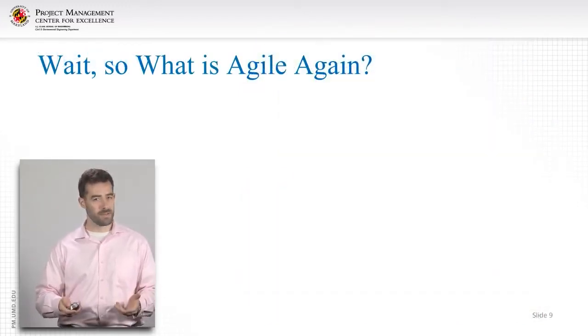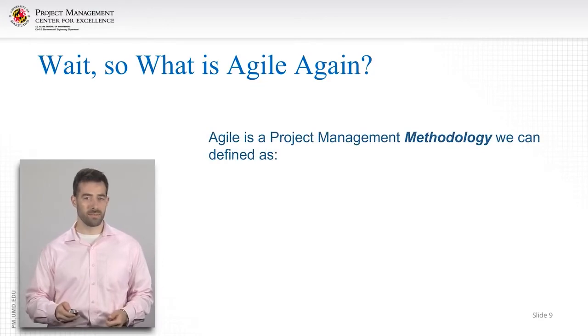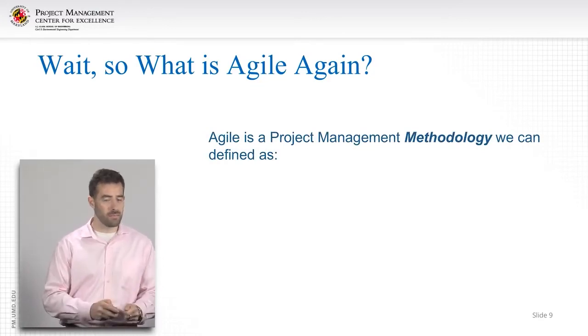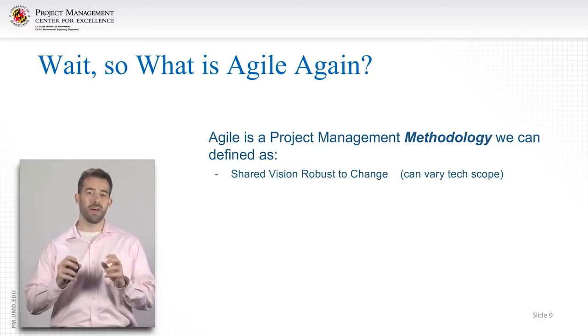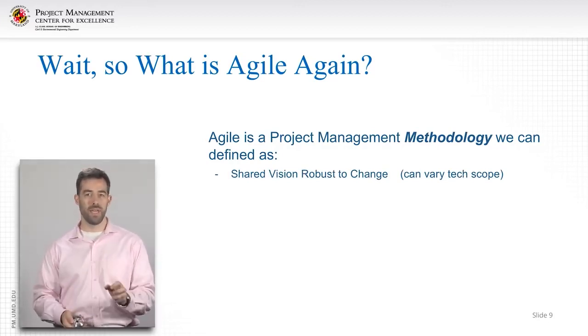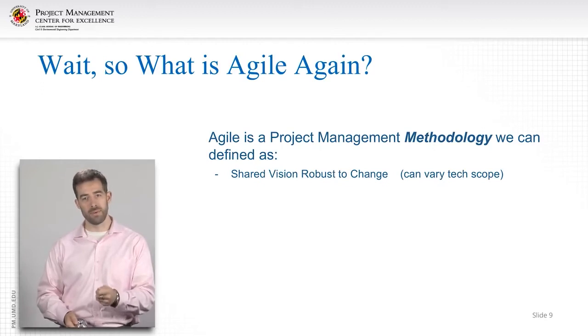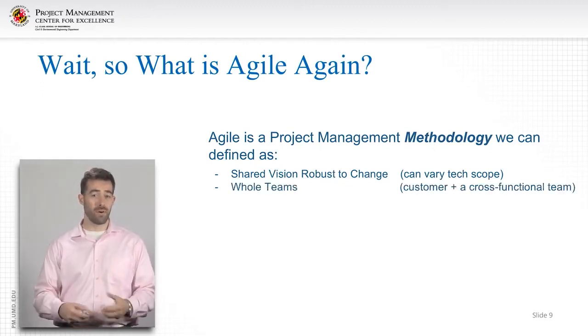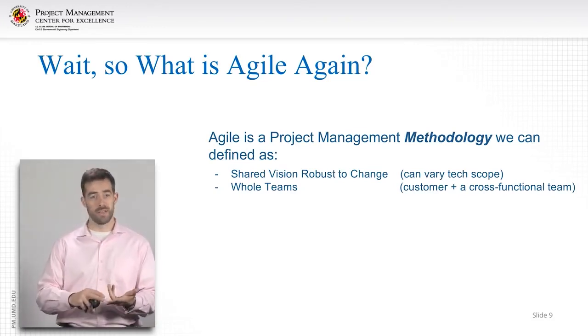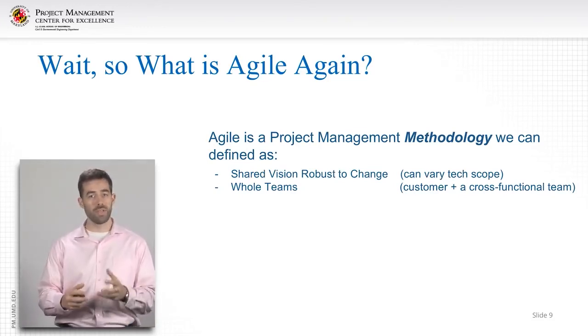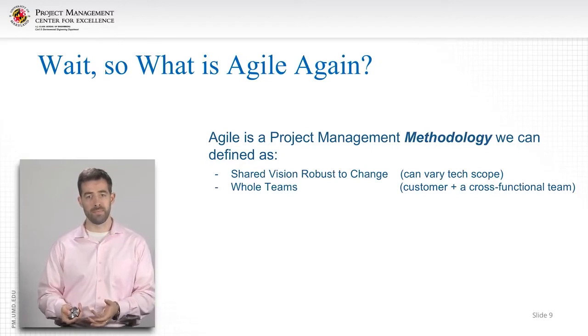So let's do a quick review. What is Agile? Agile is a methodology. It's not a framework. And the key aspect to it is that we need to have a shared vision that is robust to change. This allows us to vary scope as a team. We also need to have whole teams. We have to have the customer on the team, as well as the designers, the testers, and the developers. Only this way can we close work as we go.